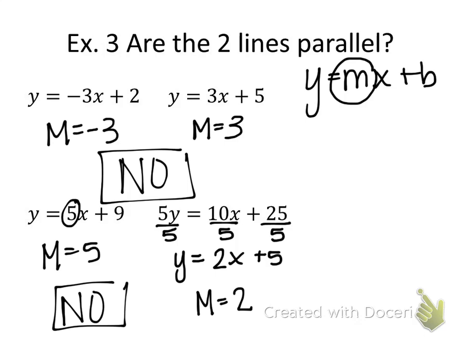do I have the same slope? So remember, in order to write an equation in y equals mx plus b form, I have to have a slope and a y-intercept. If they only give me my slope and a point, I plug it in for x and y and m, and I solve for b. And parallel lines have the same slope.